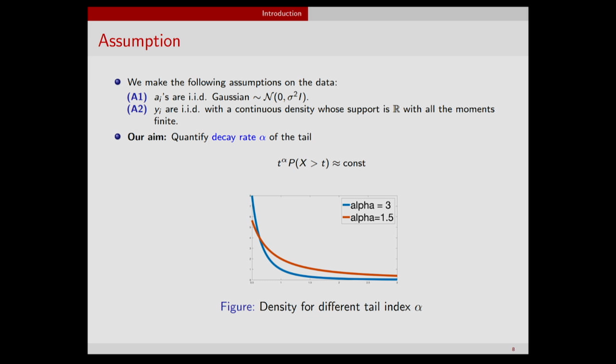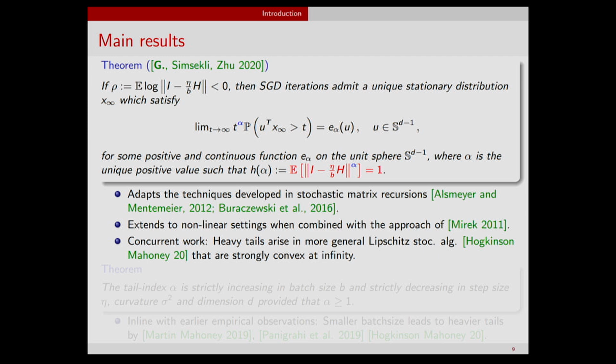If alpha is 1, your decay is slower. And in particular, if alpha is very small here, then you will have infinite variance. Okay? So it turns out that you can write down a nice formula for the tail index alpha. As you can see, this is a function h. It has identity, step size, batch size, and the random Hessian in it. If you raise it to the power of alpha, this is the unique positive real number where things will be equal to 1.